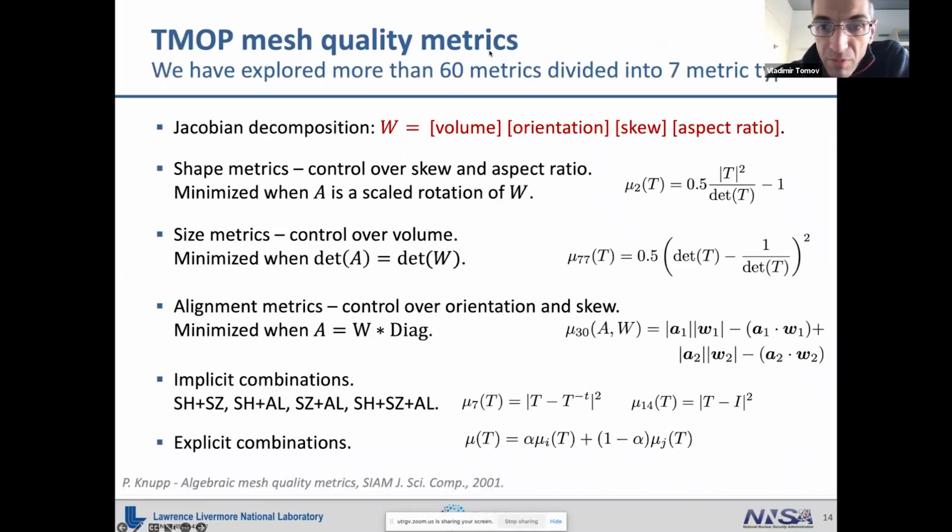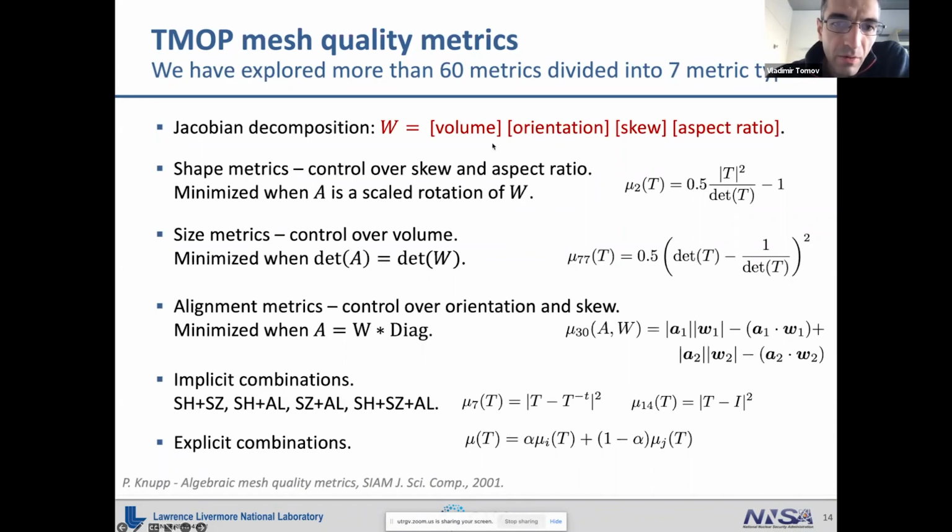Now, a slide about the metrics. The metric, how do you define the difference between the physical element and your ideal element? Well, all metrics use this decomposition of the Jacobian. It can be decomposed into volume part, orientation, skew angles, and aspect ratio. And the different metrics, what they do is they focus on one or two of these, and they are invariant to the other. So, for example, shape metrics, they would only care about skew angles and aspect ratio and be invariant in volume.